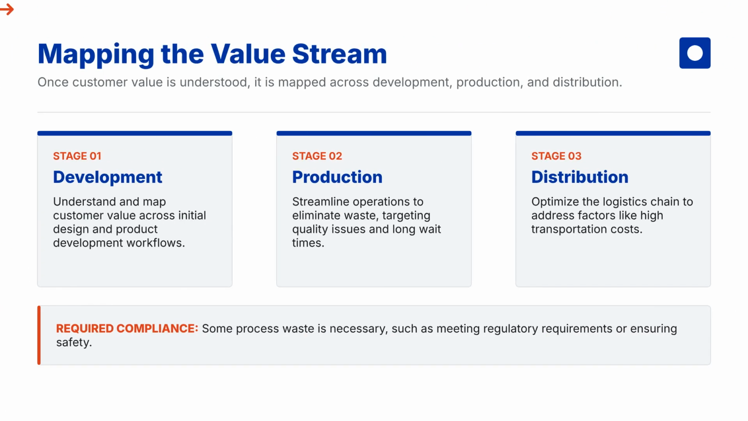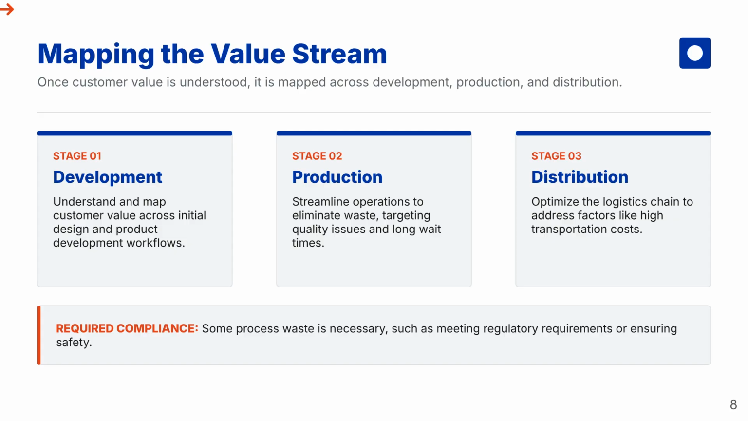An important step in Lean methodology is mapping the value stream. A value stream represents the complete sequence of activities required to deliver a product or service to the customer, beginning with the initial idea and ending with the final delivery. By mapping every step, organizations can clearly identify which activities create value and which simply consume time, money, or resources.